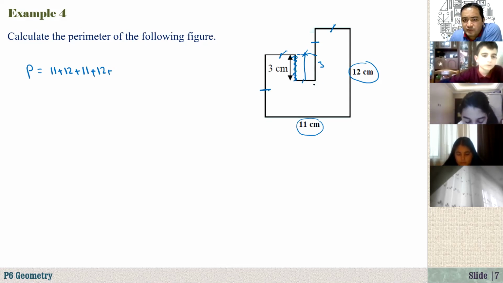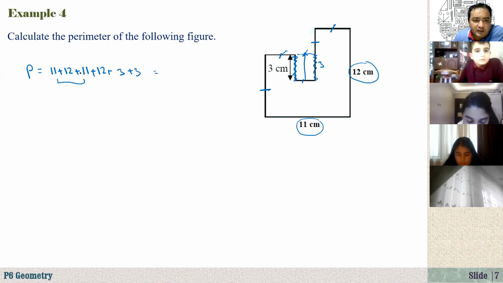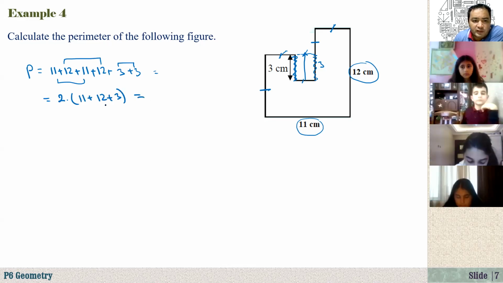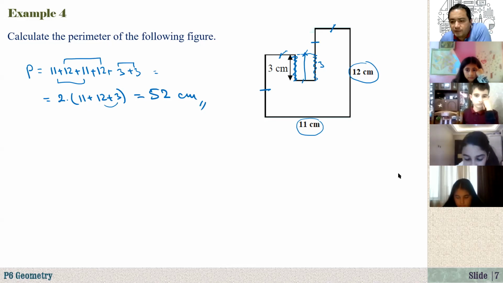And there are two parts left that we didn't include. This one, 3 centimeters, and another one, this one, 3 centimeters. So that is 3 plus 3, right? All are two numbers: 11, 11, 12, 12, 3, 3. I can write them like this: 2 times 11 plus 12 plus 3, which is 26. 2 times 26 is 52 centimeters. So the perimeter of this figure is 52.